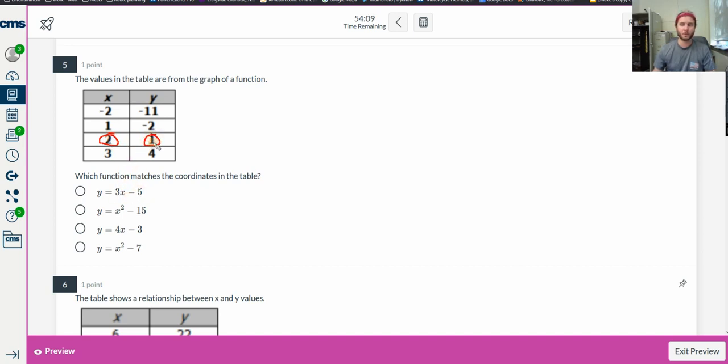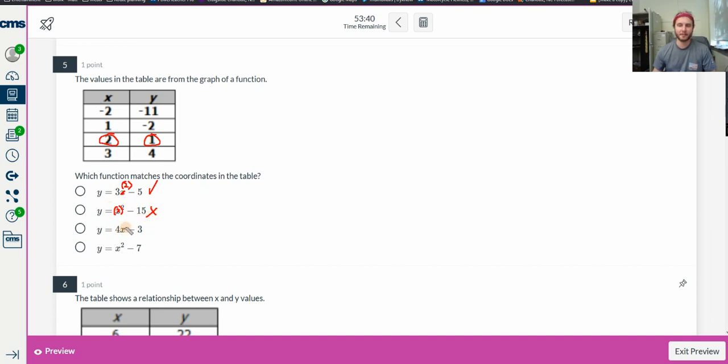I'm just going to go 2 and 1, because those are small, positive, easy numbers to work with. So if I replace this x with a 2, I have 3 times 2, which is 6, minus 5, and that equals 1, so it works here. For this one, if I replace the x with a 2, I'll have 2 squared, so 2 times 2 is 4. 4 minus 15, that's definitely not 1, so this one did not work.